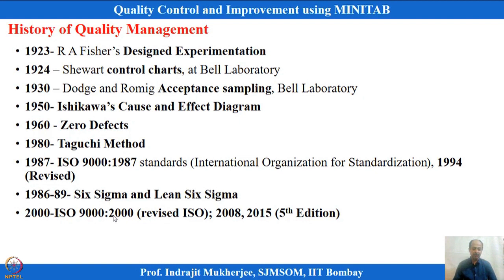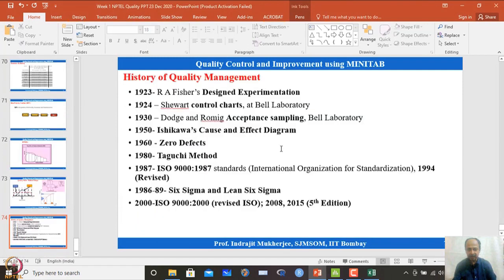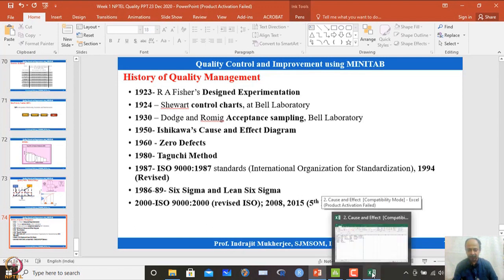Then Six Sigma was developed in 1986 to 1989, and Lean Six Sigma philosophy also came into existence at that time point. Motorola started this concept of Six Sigma. We will discuss some aspects of this also. Revisions of ISO 9000 came in 2000 and 2008, and 2015 is the fifth edition. These are the milestones we can think of; there can be many more, but I have just highlighted some of them. So, we will stop the discussion here, and we will start with control aspects from the subsequent classes. I hope you have understood the basic concept.